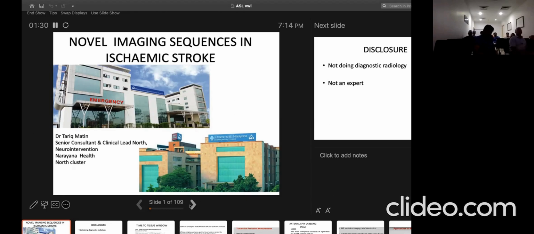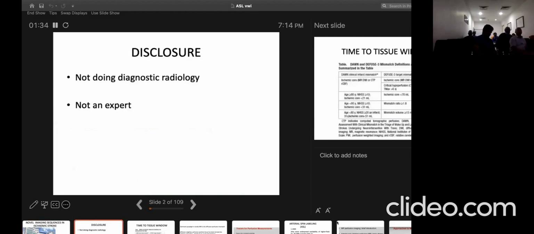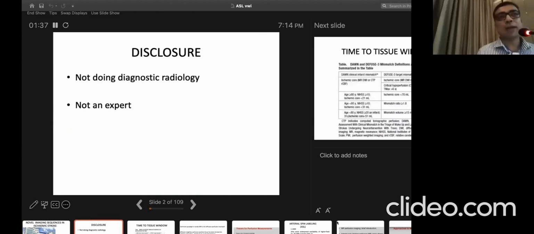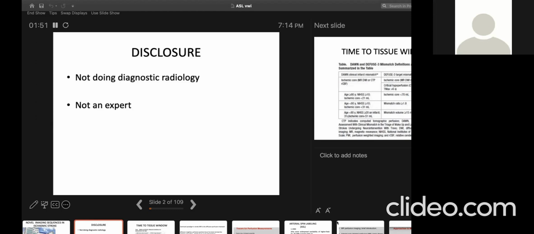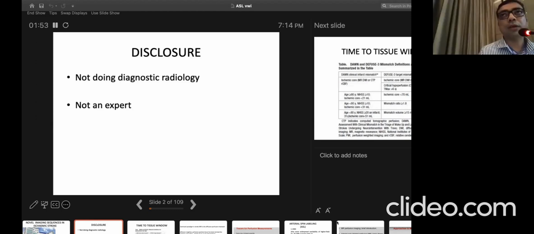Okay, this one. So, disclosure: I am not doing diagnostic radiology and am not an expert in diagnostic radiology. Still, for more than a decade I have been pursuing this vascular work. So there may be many things that from a diagnostic aspect would not be right, but these were the two imaging modalities which we used.